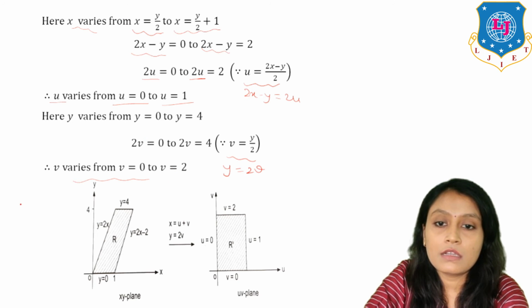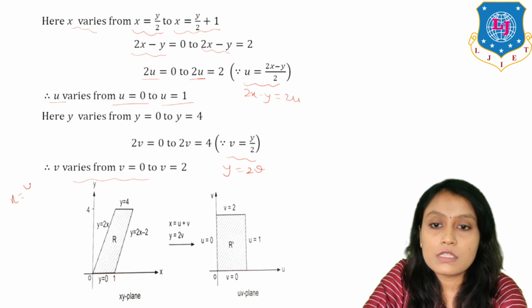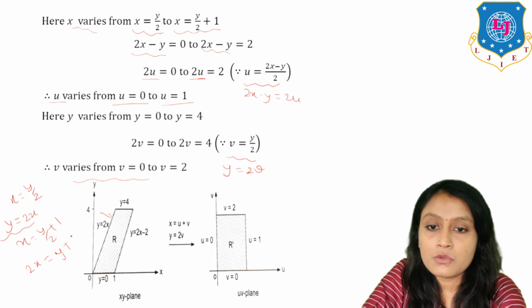So now here the given x is equal to y by 2. So from here you will get y is equal to 2x. Firstly we have to draw this y is equal to 2x, and we can draw it like this. Next it is given that x is equal to y by 2 plus 1. So on simplification you will get 2x is equal to y plus 2, so y is equal to 2x minus 2. So we will draw this line, y is equal to 2x minus 2.